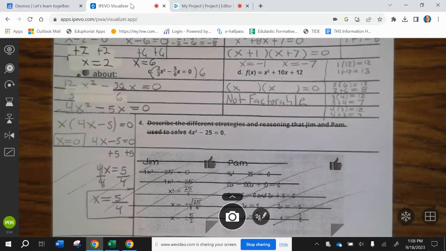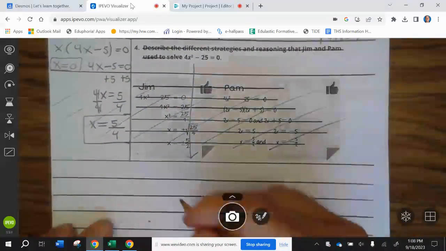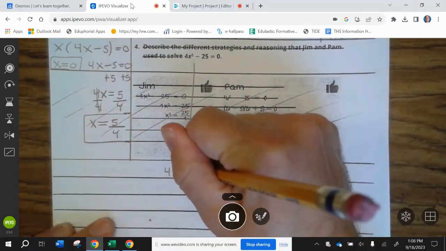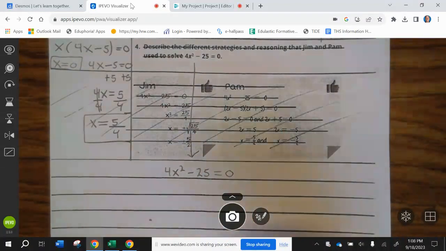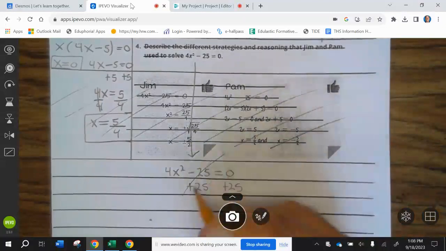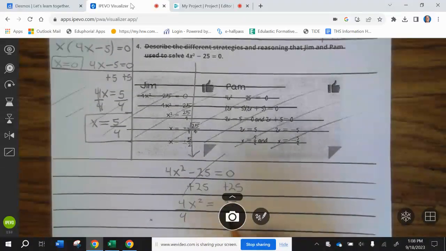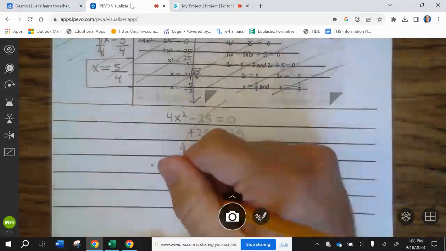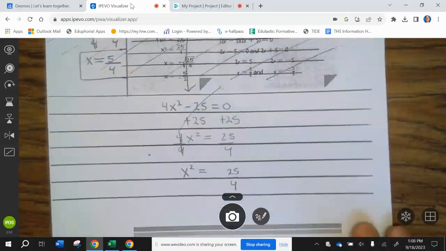All right, let's take a look at the next question. And we're going to move that down here. Okay, so we have 4x squared minus 25 equal to 0. So we add 25 to both sides. That cancels. You get 4x squared equals 25. Divide both sides by 4. You get x squared equals 25 divided by 4.